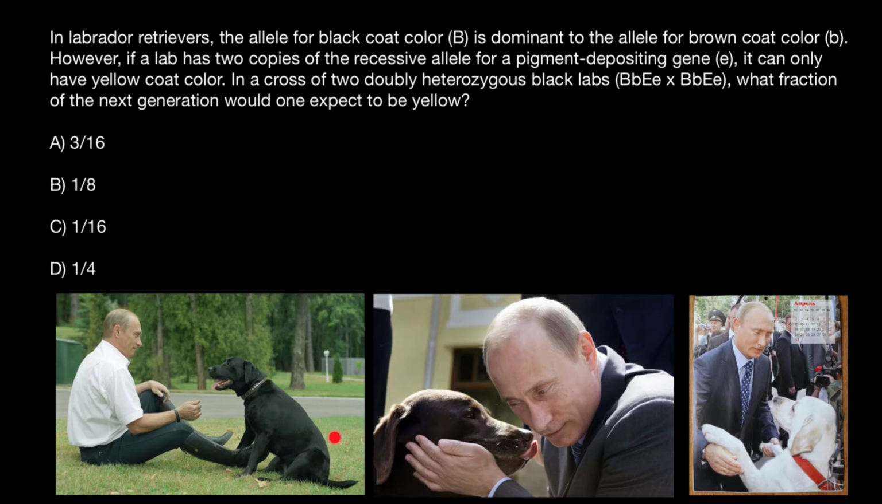Today we are going to talk about Labrador Retriever genetics, and these dogs can come in three colors: black, chocolate, and it looks like white, but actually it is yellow. So black, chocolate, and yellow. And here is a problem.